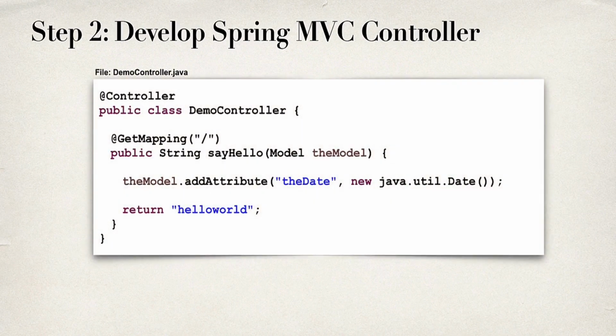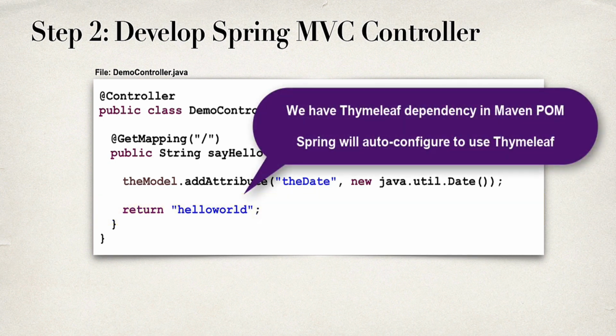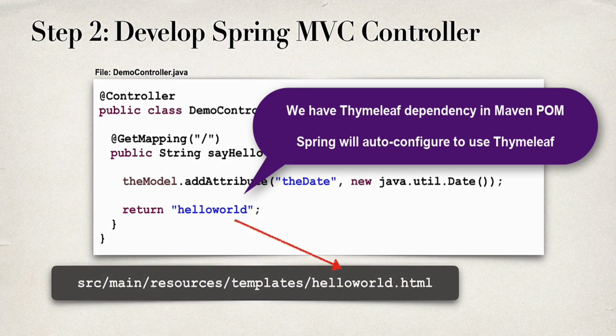So with step two of developing a Spring MVC controller, this is exactly like the coding that we created before. We have our @Controller, we set up our @GetMapping, we add some data to the model, and then we return hello world. And since we have a Thymeleaf dependency in the Maven POM, Spring will auto-configure to use Thymeleaf. So it'll look for this template file in src/main/resources/templates/hello-world.html, and you get all of that support for free.